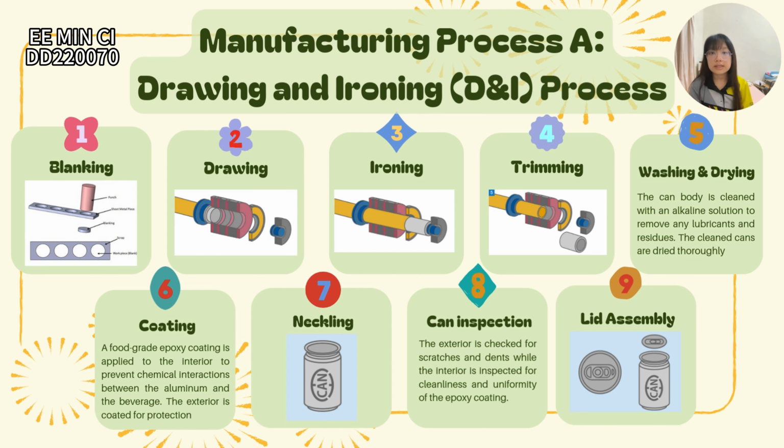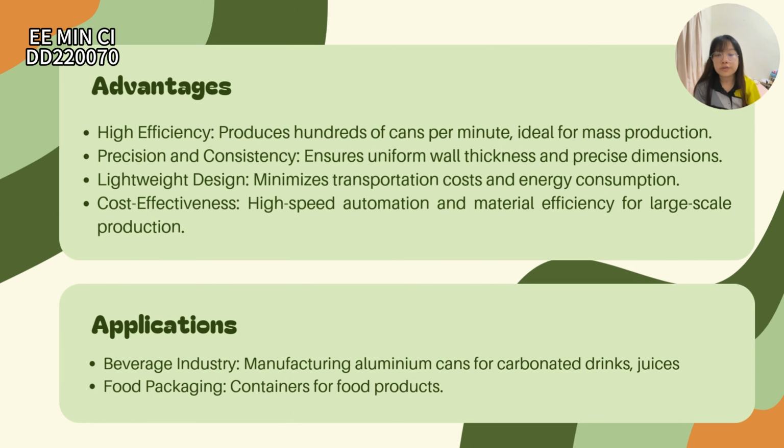And then the seventh step is necking, in which the upper part of the can is reshaped to reduce the diameter so it can securely hold the lid. And the eighth step is the can inside and outside inspection, where the exterior is checked for scratches, while the interior is inspected for cleanliness and uniformity of the epoxy coating. And the last step is lid assembly, in which the separately manufactured lid is attached to the can body using double seaming technology. Now I will continue with the advantages of the drawing and ironing process.